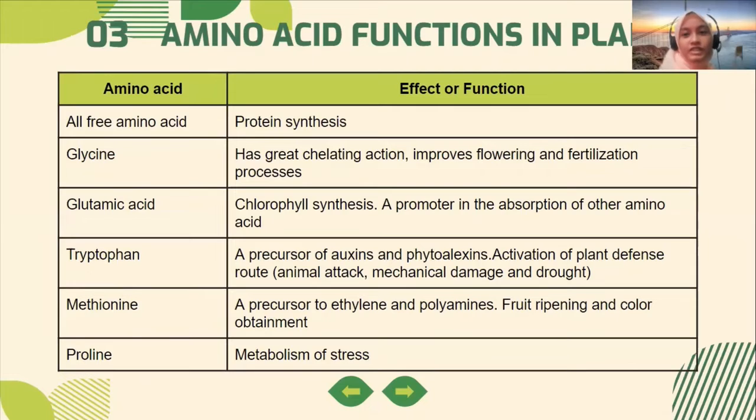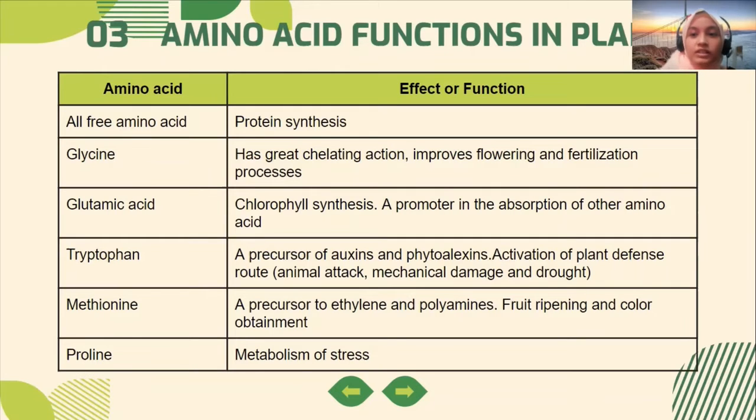Now we continue with subtopic 3, which is the functions of amino acids in plants. Plants are a rich source of amino acids and their individual abundance in plants is of great significance, especially in terms of food. The most abundant amino acids in plants are glutamic acid and aspartic acid. As you can see from the table shown, all these amino acids are used in protein synthesis, for example glycine. Glycine has a great chelating action and it improves the flowering and fertilization processes.